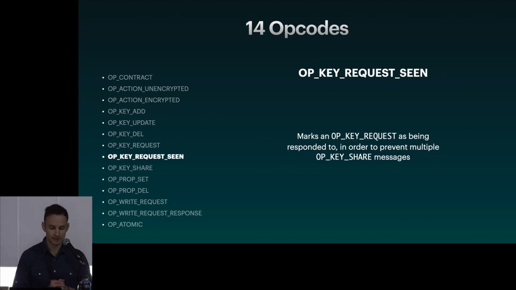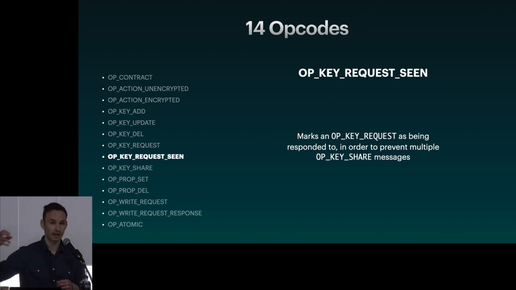OP key request seen is an interesting opcode. Remember, the server doesn't see what's going on. The server doesn't really understand what's going on in a Shelter Protocol app. Therefore, the only thing that is aware of what's going on are the end user devices. So let's say we have a few users, and one of them sends an OP key request. Let's say they want to join a group. We actually use this in Group Income for joining groups. So when a user wants to join a group, they request a key.